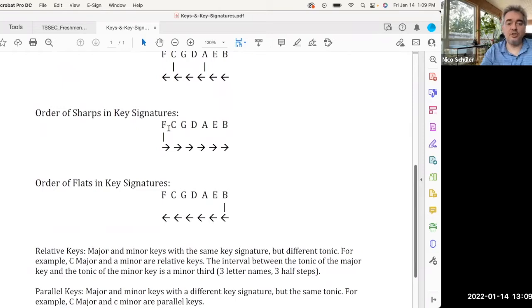So in any sharped key signature, F sharp is the first sharp, C sharp is the second sharp, G sharp the third, and so on. So this is the order of sharps in key signatures.